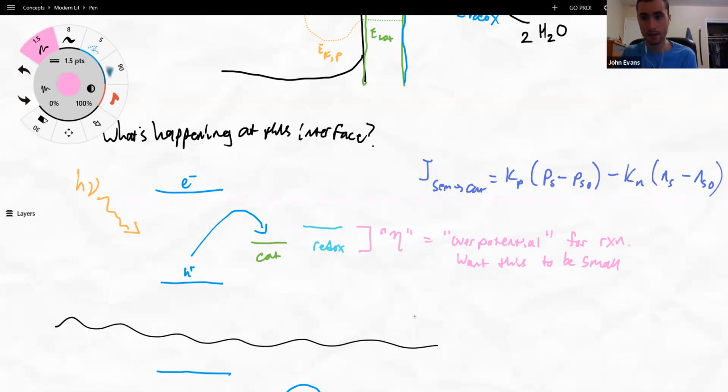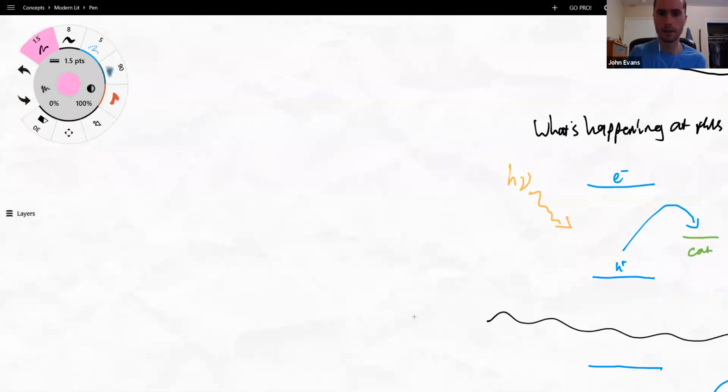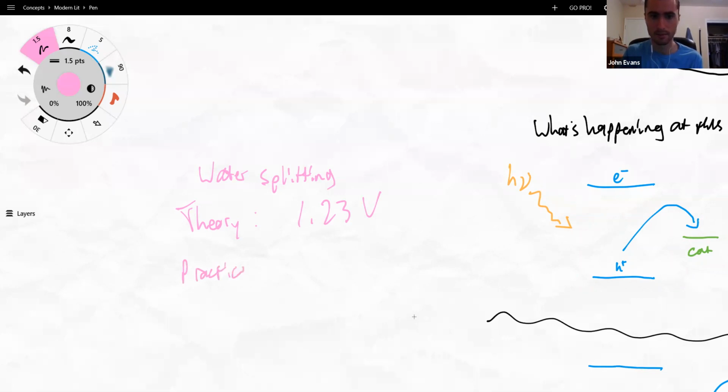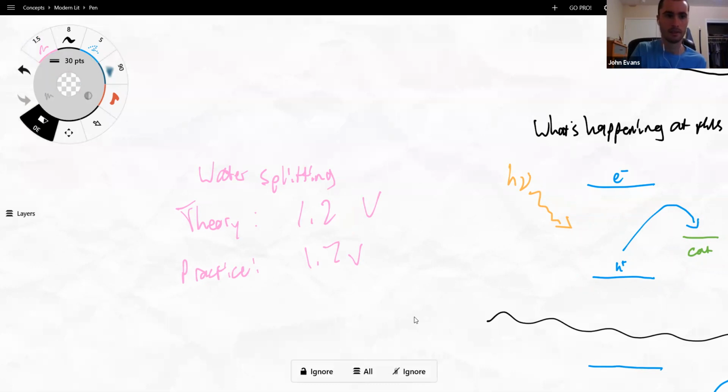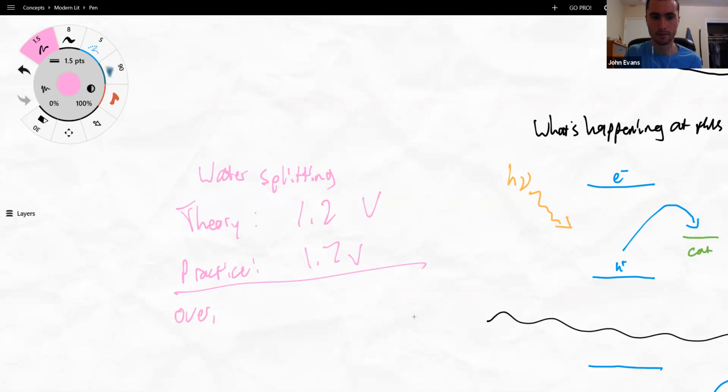So what that eta tells you is the potential that you need to put into your reaction in order to actually run this reaction that's more than the thermodynamic limit. Let me explain. Water splitting, in theory, takes 1.23 volts. In practice, it usually takes 1.7. And let's just say that's 1.2 to make the math easier. The difference there, the overpotential, is then 1/2 volt.